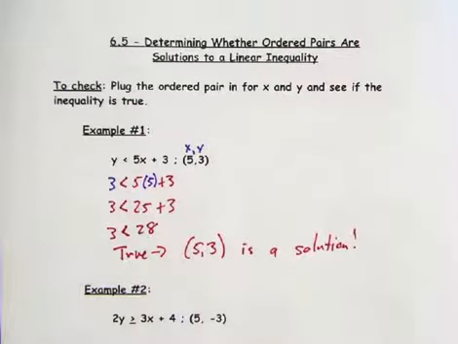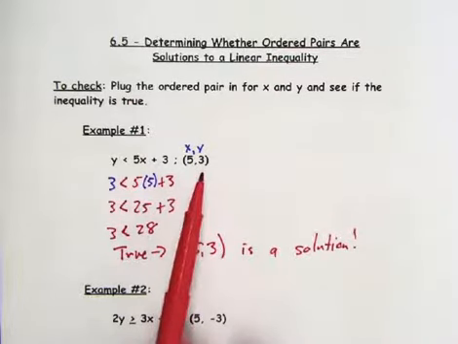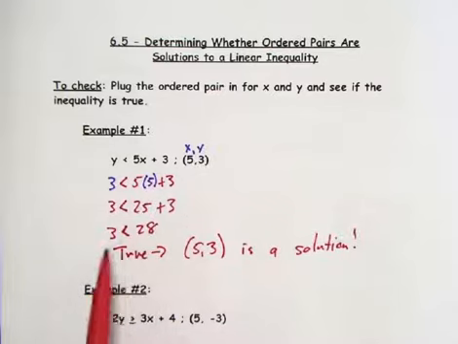I think this is pretty straightforward, right? All we did is we took the x and y, the ordered pair, we plugged it into our linear inequality, and if the inequality ends up being true, we're going to say it is a solution.